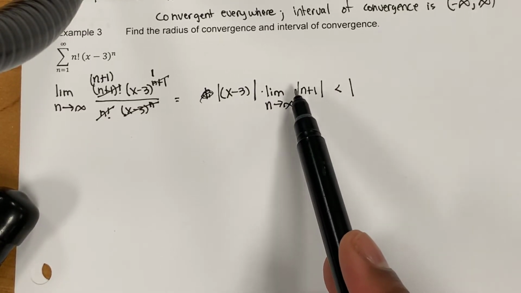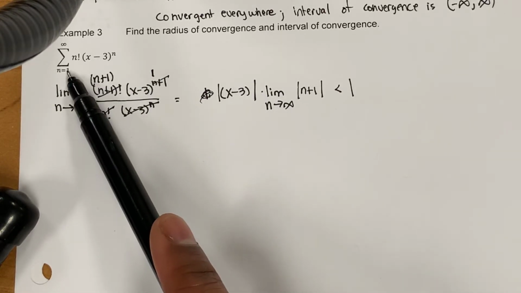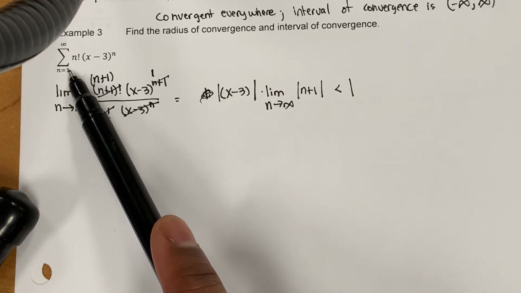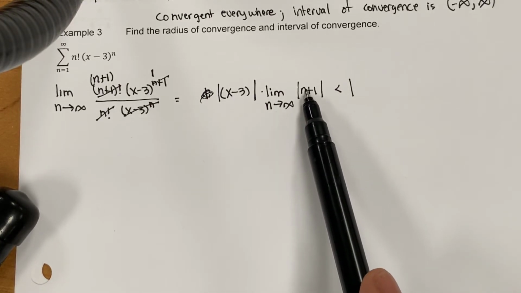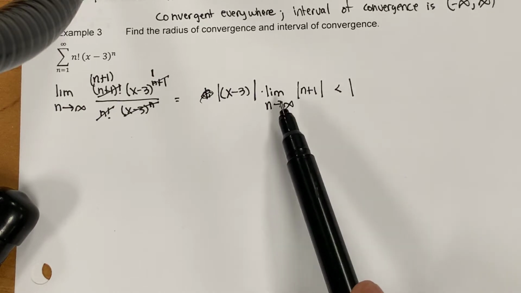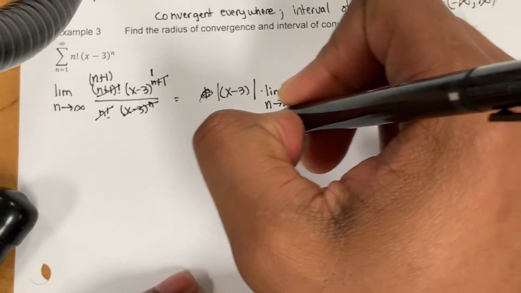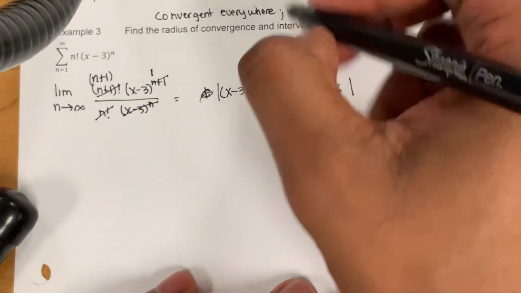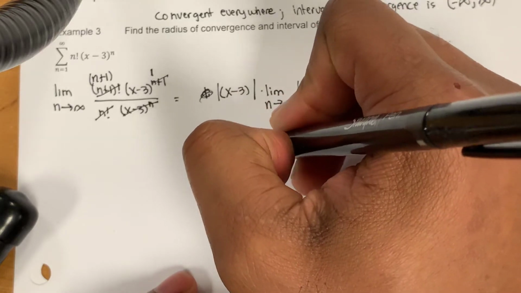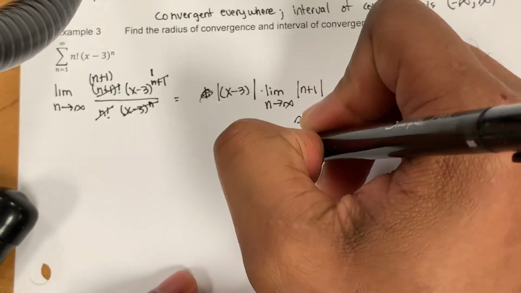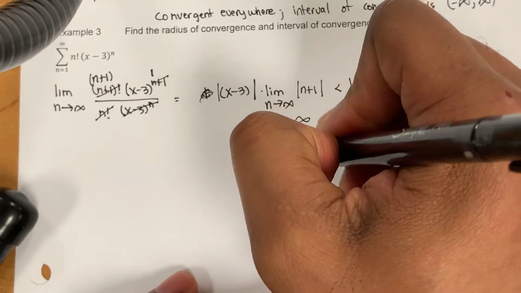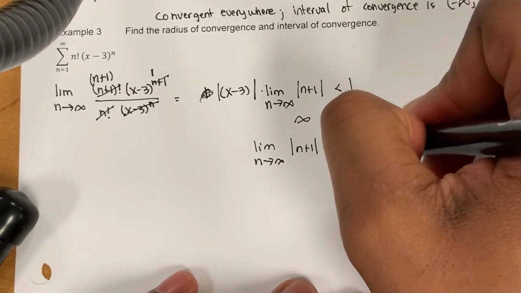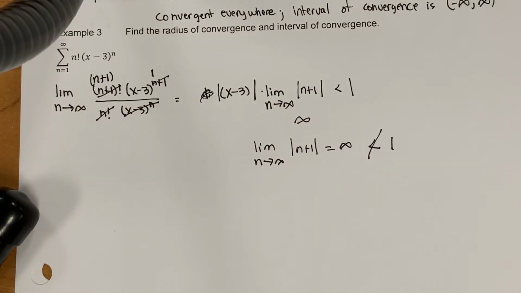Well, n starts out at 1, based on the starting value of the series. So if n is 1, we're going to start out with 2. 2 isn't less than 1, and then we just keep getting larger. So this limit is infinity because n grows unchecked. So in this case, the limit as n tends to infinity for the absolute value of n plus 1 equals infinity, which is never less than 1. It's always greater than 1.